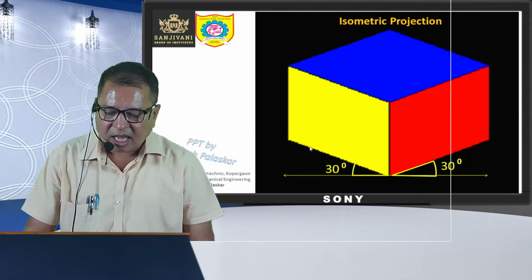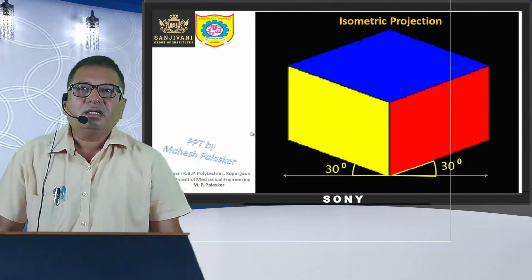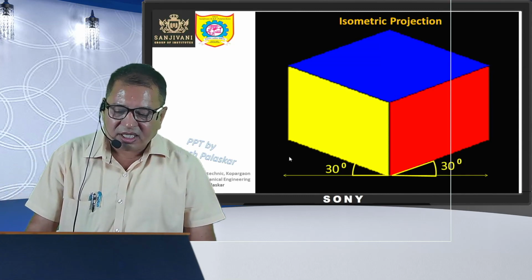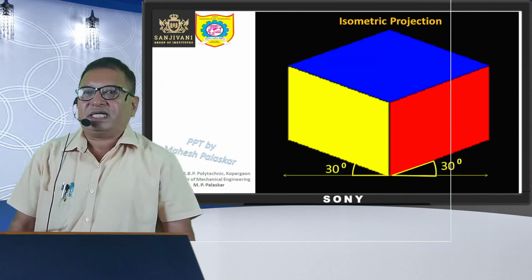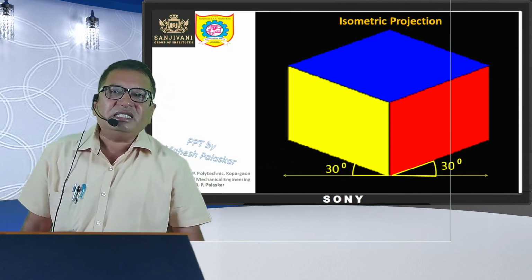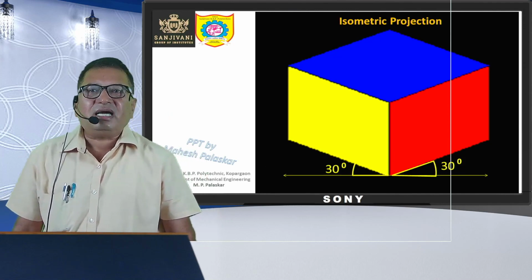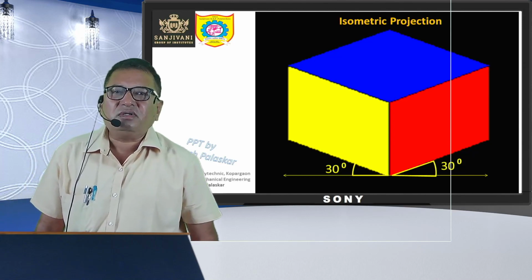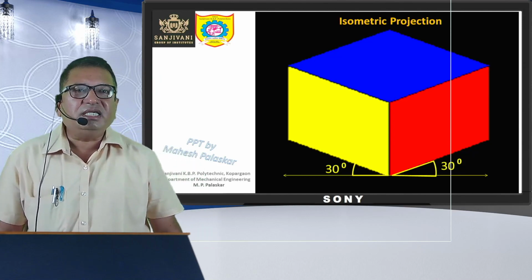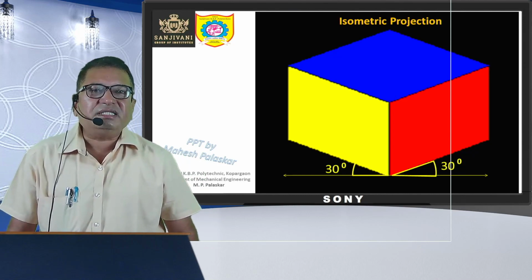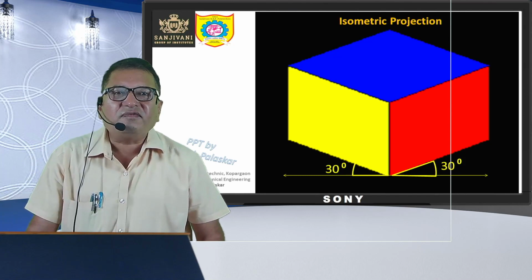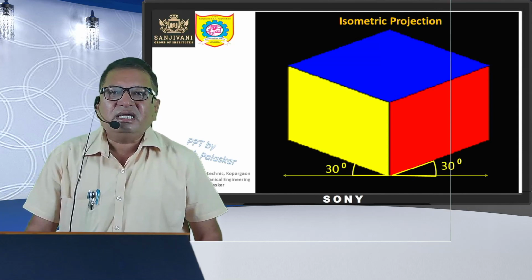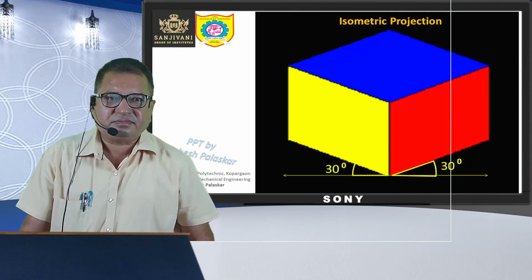Let us study isometric projection. Now in isometric projection, all the three dimensions of an object can be seen simultaneously. So that is the advantage of the isometric projection, that the object will look like a picture and it will be easy for us to visualize the various dimensions of the object, to visualize the shape and size of the object in a more clear manner.